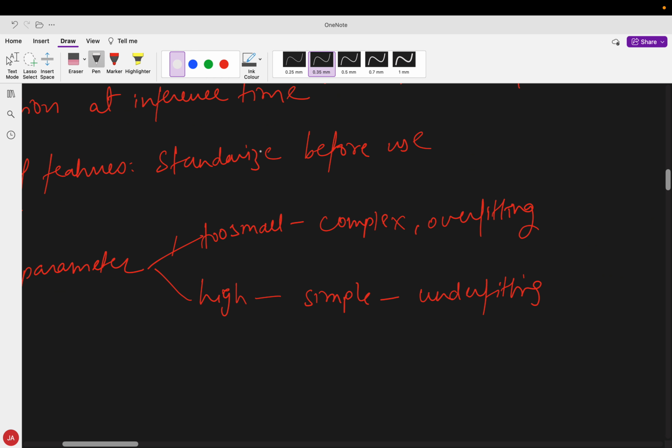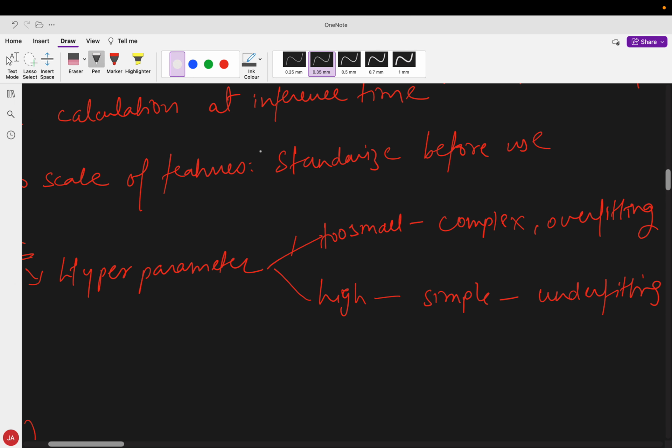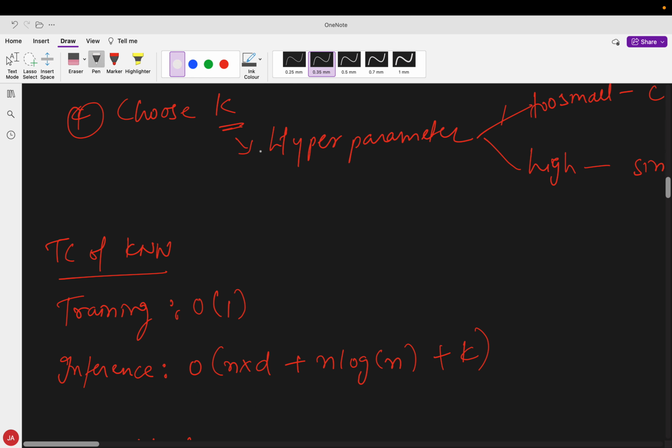And generally if we pick a too small value of K, it would be a complex overfitting. And if we pick a very high value of K, the decision boundary would be too simple, and it would be an underfitting scenario.